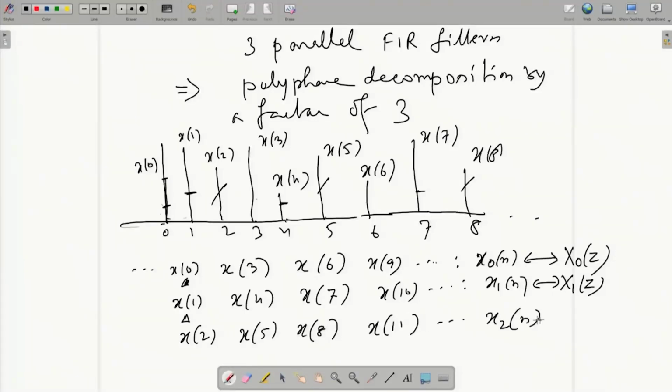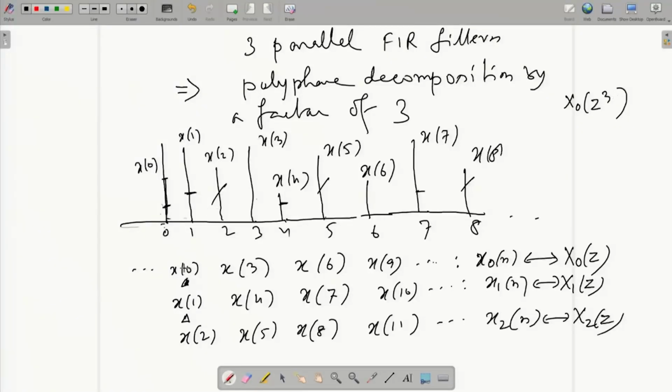This is the second. If the Z transform is x of z, obviously, using this we can reconstruct the original one. First plug in the two zeros here. So, after x 0 you have got two zeros, then x 3, then two zeros, then x 6 and like that. The corresponding Z transform will be x 0 z to the power 3. There are 3 minus 1, two zeros between every pair of samples.